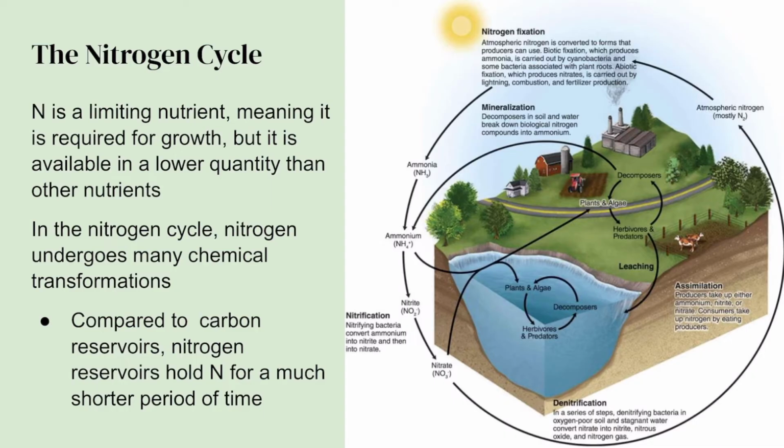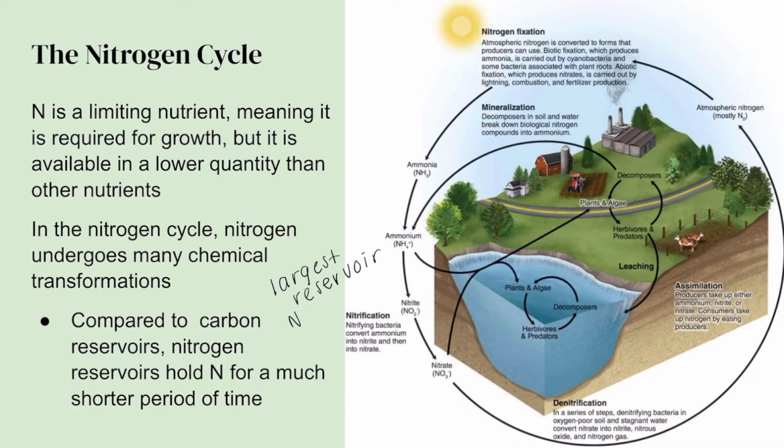It's required for plants to grow, but it's available in an ecosystem in a lower quantity than other nutrients. So basically what that means is if an organism doesn't have enough nitrogen, it won't be able to grow, even if it has plenty of other nutrients. So you could have enough of everything except nitrogen, and plants or organisms still won't be able to grow as they should. So in the nitrogen cycle, nitrogen undergoes a lot of chemical transformations. And when we compare this to the carbon cycle, carbon reservoirs hold carbon for a lot longer than nitrogen reservoirs hold nitrogen.